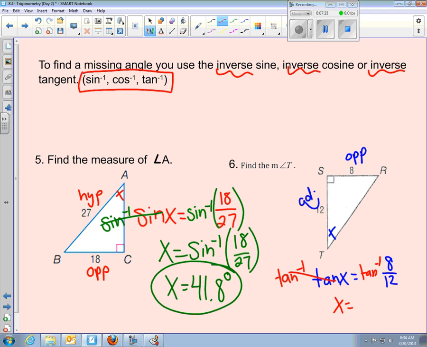So we get x equaling the inverse tangent of 8 divided by 12. Go ahead and finish that off. Don't forget to label your angle in degrees.